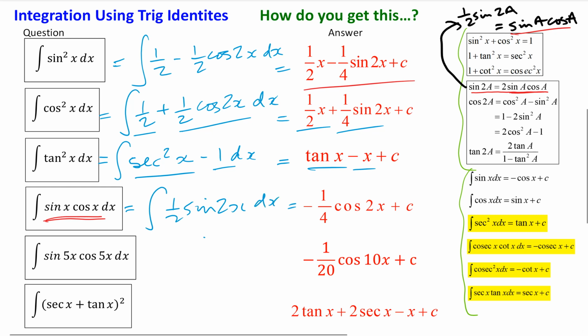And now that's easy to integrate. We integrated sin 2x at the start of the video, and when you times it by a half, you're going to get minus a quarter at the front. So that's that one done.